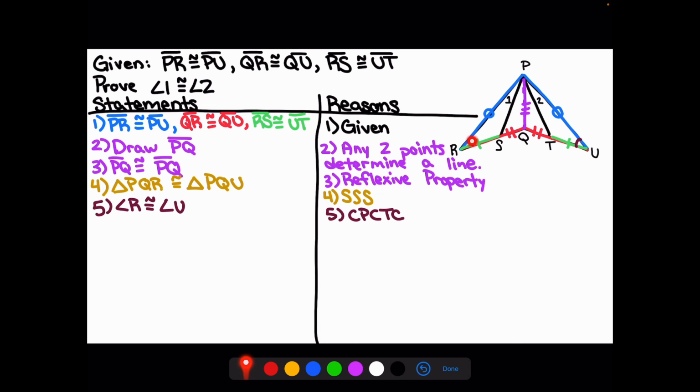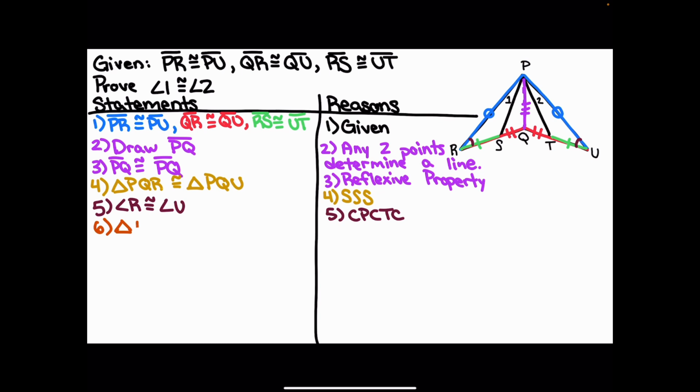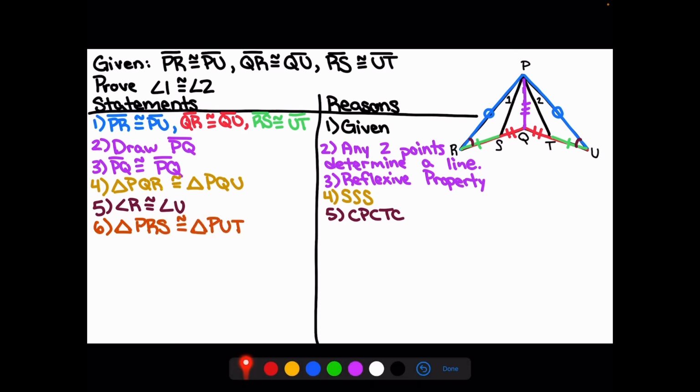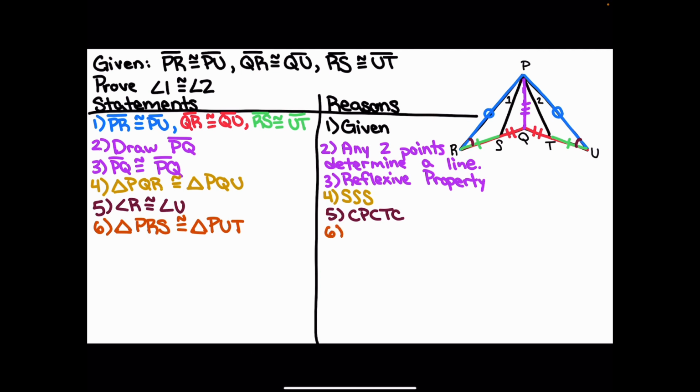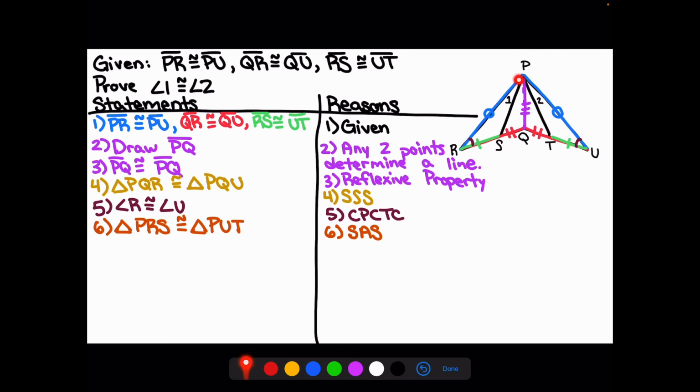Now, if these angles are congruent to each other, we should have enough information to prove the two smaller triangles, triangle PRS and triangle PUT, are congruent as well. So we can go ahead and say that triangle PRS is congruent to triangle PUT. And the reason that we can say that is blue side, the angle that we just found, and then the green side. So side, angle, side. So triangle PRS is congruent to triangle PUT by side, angle, side.